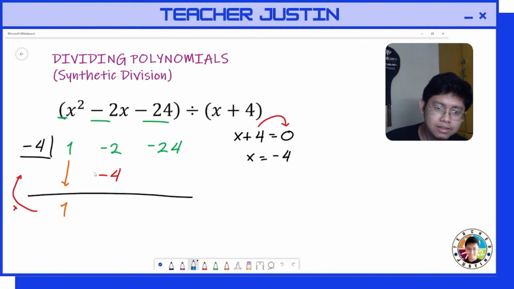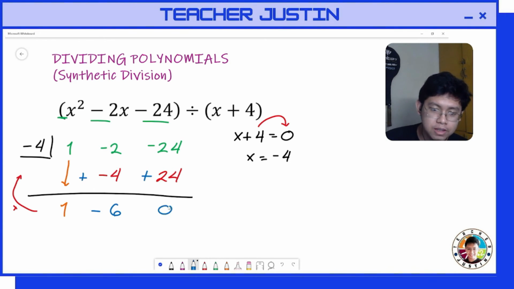Then let's add negative 2 plus negative 4. Since they have the same sign, copy the sign and then add. So 2 plus 4 is 6, that will be negative 6. Then let's multiply negative 6 to our divisor, negative 4. Negative 6 times negative 4 is positive 24. Then let's add negative 24 and 24.